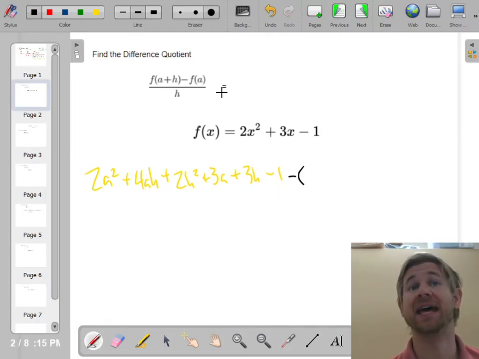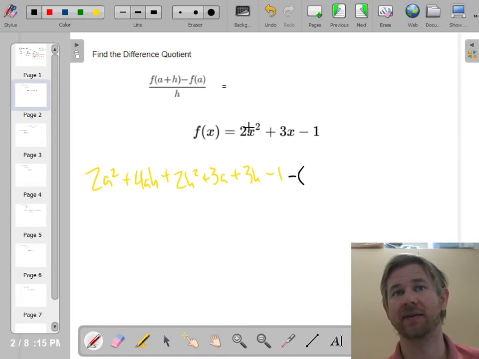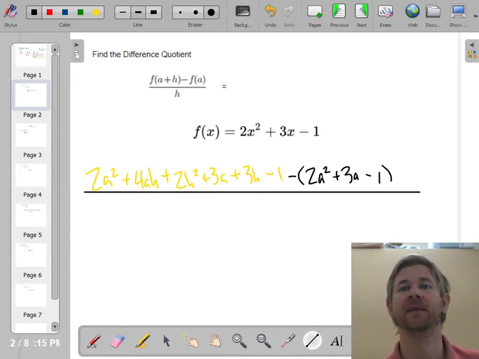So f of a, I also did. I'm just going to put an a everywhere I see an x. So 2a squared plus 3a minus 1. And this whole thing is over h.